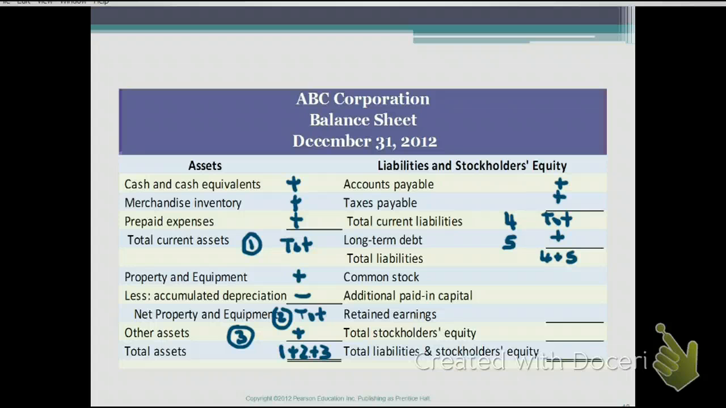Next, we have our stockholders' equity section. We've got 3 items: common stock, additional paid-in capital, and retained earnings. And you would just add those 3 items up to get your total stockholders' equity. Once you have your total stockholders' equity, now you can complete the last line, which is total liabilities and stockholders' equity. That would be the total liabilities here plus your total stockholders' equity here. You would add those 2 up.